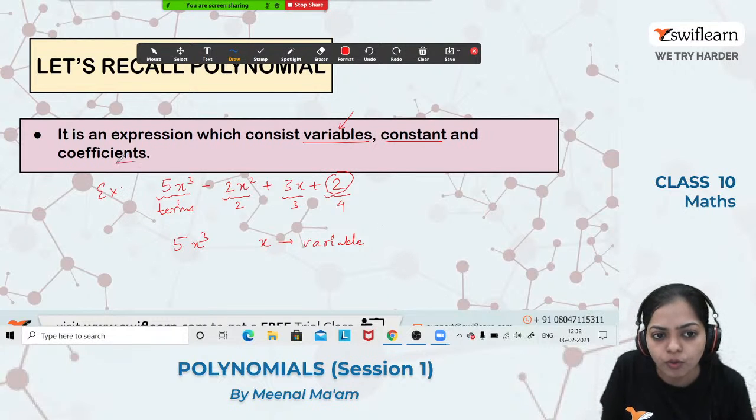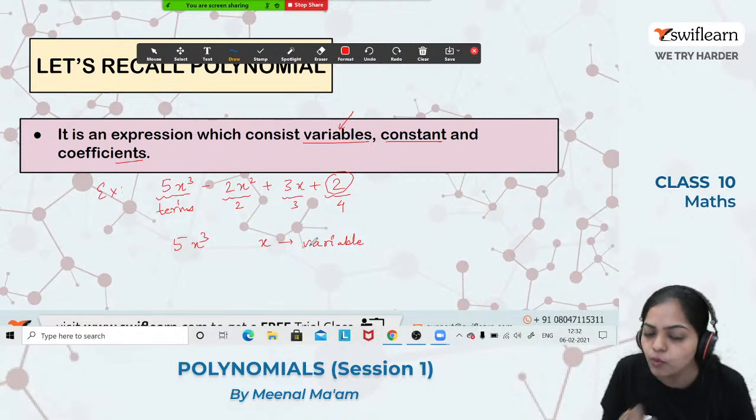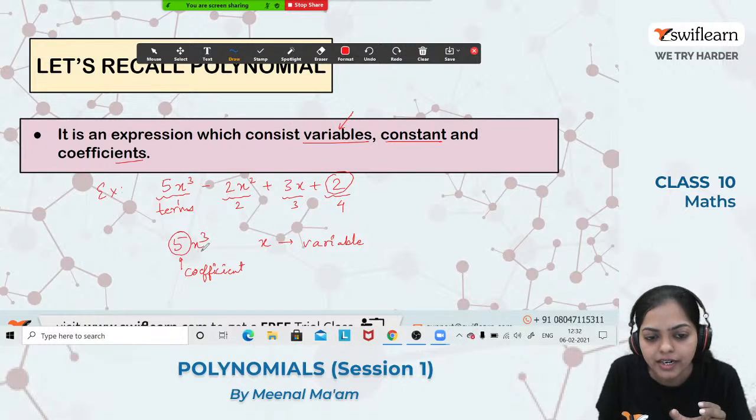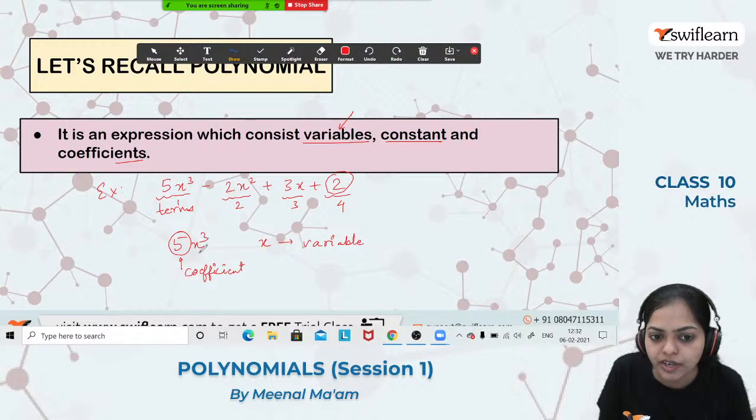And it consists of coefficient. Now, the word is coefficient. We have taken the first term, 5x cube. And here the x is what? Variable. Now, coefficient is what? Coefficient is this 5. So, what is the coefficient of x cube? We can say the coefficient of x cube is what? 5. So the coefficient is what? It is in multiplication with the variable. So here the coefficient of x cube is 5.